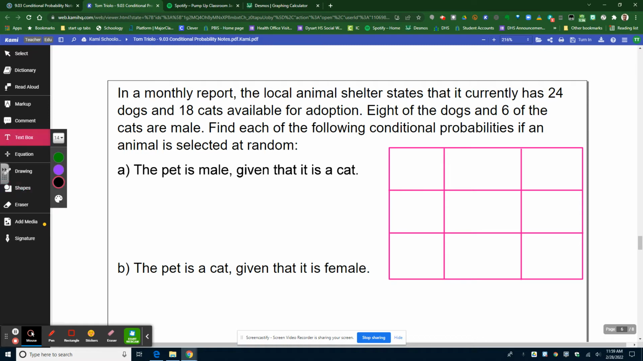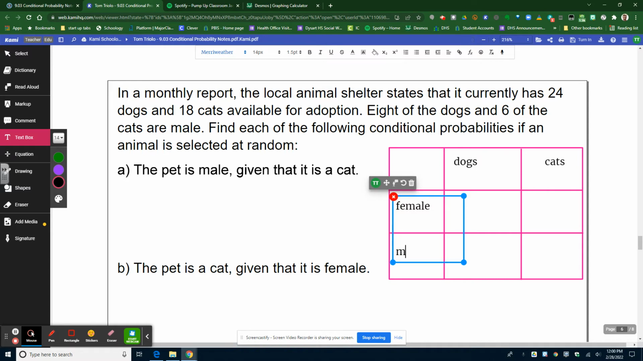Cruella de Vil. So, give me 2 designations that are similar but describing 2 different things. Dogs and cats. So dogs, tab, tab, cats. So if that's dogs and cats, we have to have our female and male. So let's say female. And then enter, enter, male.